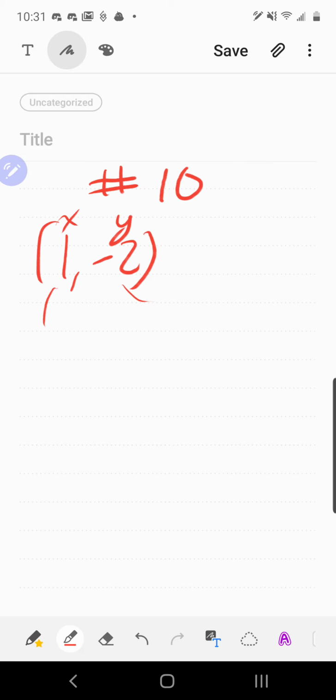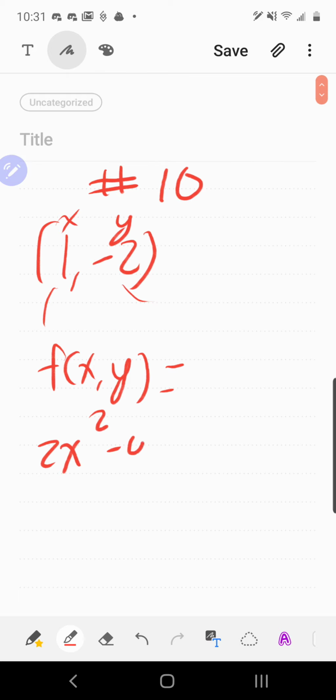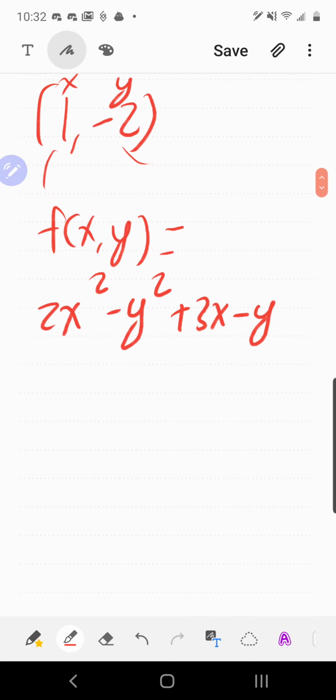The specific problem is asking us for, we are given f of x, y, I'll write this down here: 2x squared minus y squared plus 3x minus y. What is the slope, what is the direction of the line passing through the point 1, -2, that has the maximum slope?